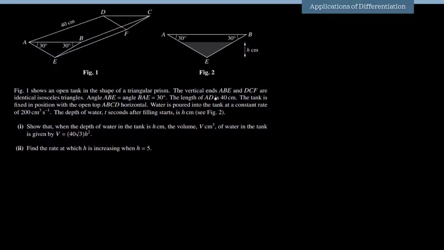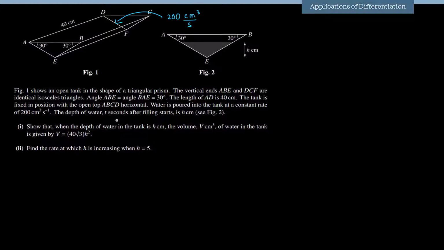The length of AD is 40 centimeters, this side is 40 centimeters, and the top ABCD is horizontal. So this top ABCD is horizontal. Water is poured into the tank at a constant rate. So water is poured into the tank like this from the top at a constant rate of 200 centimeter cube per second. So the rate at which water is poured is 200 centimeter cube per second.